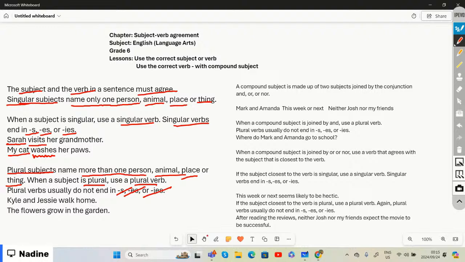For example, Kyle and Jesse. Here we have two people, Kyle and Jesse. This is plural because it's two people. So Kyle and Jesse, the action that they do, we can say they walk. So can you see, we don't say they walks home because it's two people doing something. So we say they walk home. We don't add an S, we don't add an ES, or we don't add an IES because it is a plural subject. And a plural subject needs to agree with a plural verb.